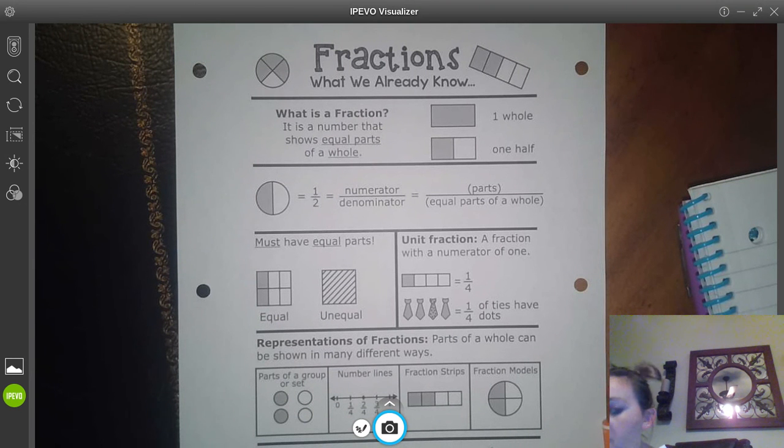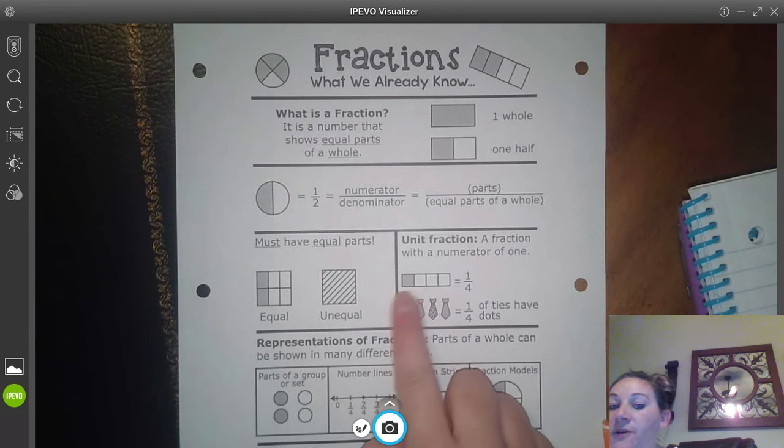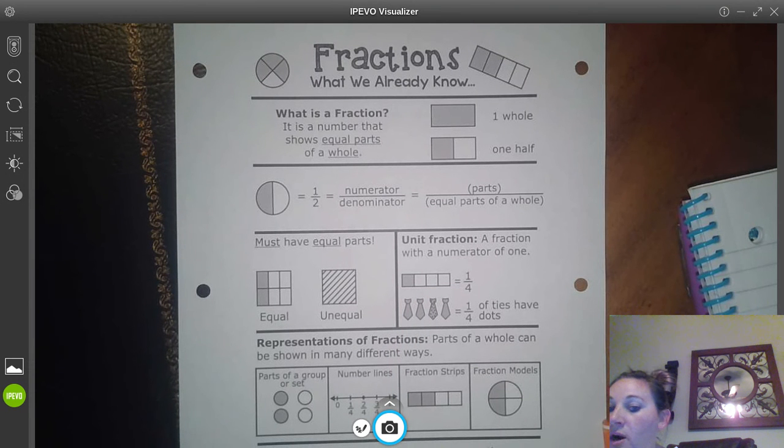Something you learned last year, and it's kind of a hard one to remember, is: what is a unit fraction? A unit fraction represents one part of the whole, all right? So your numerator, which is that top number, will always have a 1. For example, here is 1 of the 4 shaded. So that's one part that's shaded, 1/4. That's a unit fraction. Here we have 1 polka dotted tie out of 4. So 1/4 of ties have dots. So one part of the whole is a unit fraction.